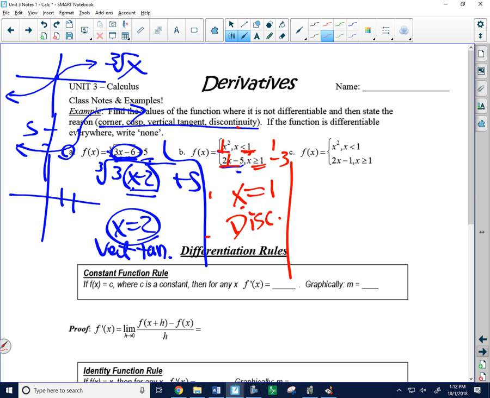Okay, and the last one, same setup, right? But I changed it slightly to 2x minus 1. So let's check 1 again. These are x squared and 2x minus 1, continuous and differentiable everywhere. Well, let's check at x equals 1. When I plug in 1, 1 squared is 1. Down here, 2 times 1 is 2, minus 1 is 1. So it's continuous.